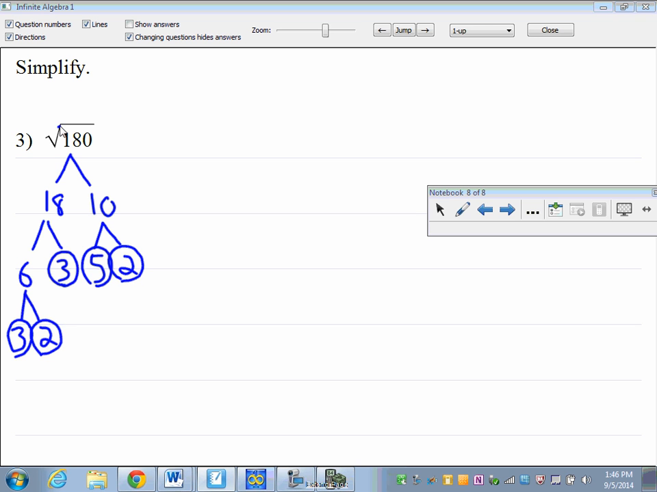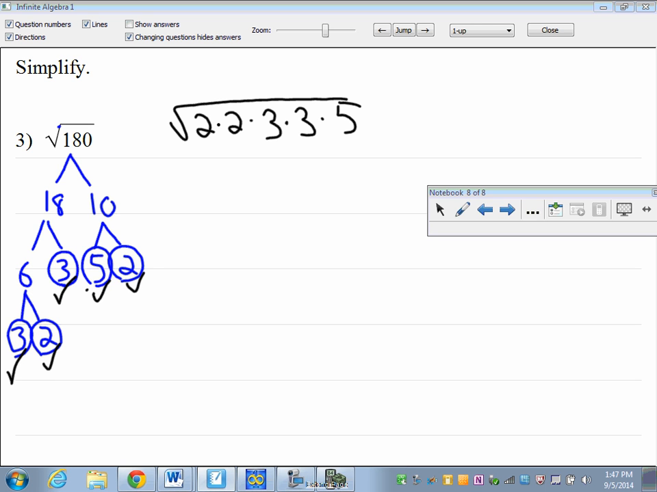So if I break this up, it's going to be the square root. Let's put it in order. 2 times 2 times 3 times 3 times 5. Those are all my prime numbers. This is slightly different than what we did before, where we just pulled out a 4 from 28. But here we have pairs, right?